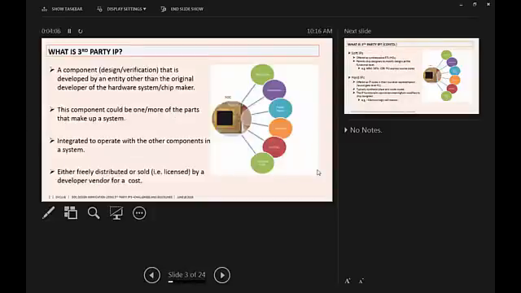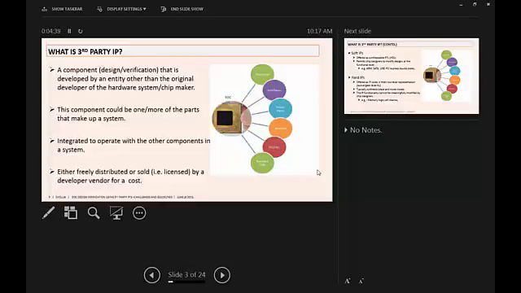So what is the third-party IP? I think it's known to the verification community quite familiarly. I would say any design component, maybe a design or a verification component, that is developed by an entity other than the original developer of the hardware system. In today's market, we have choices that we can make to source that IP from an external source. So it's a component-based design available from an external IP vendor, and he's going to give it for a cost.